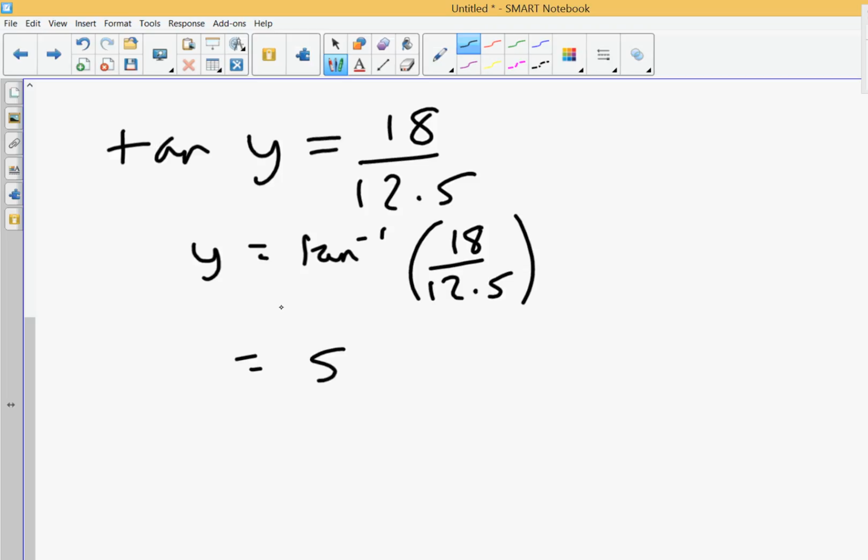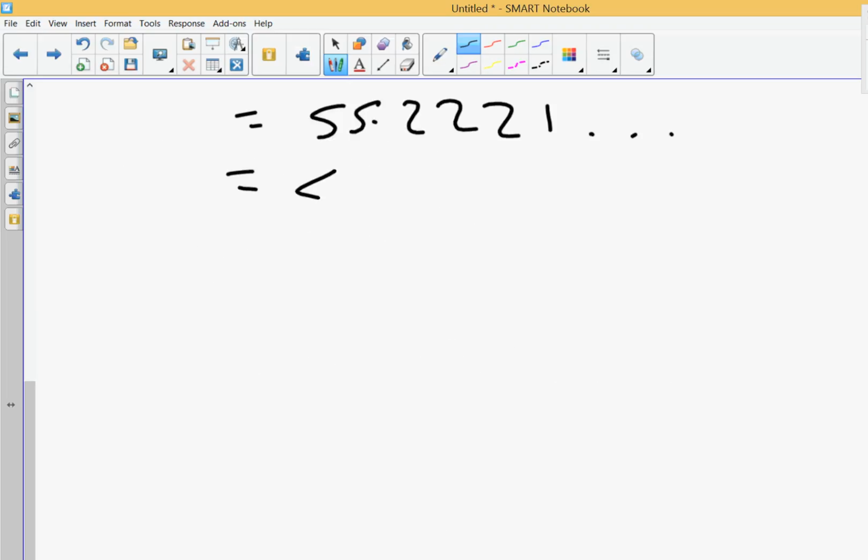And I get an answer of 55.2221, which, again, if we remember, is an angle. So the three significant figures is 55.2 degrees.